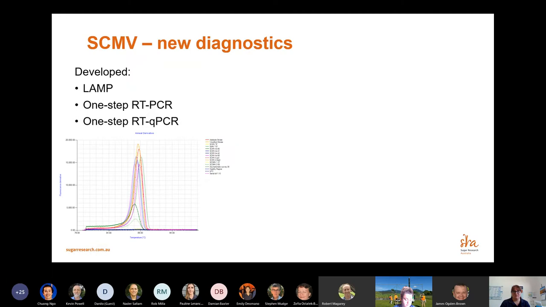So what we did, we developed a LAMP assay. We developed a one-step RT-PCR generic potyvirus assay and a one-step RT-qPCR assay. The qPCR assay is the quantitative one that's very good.